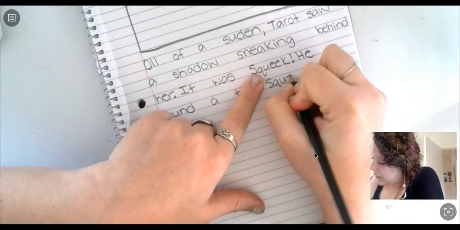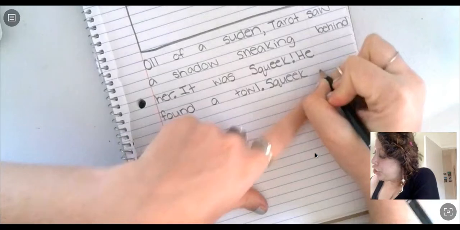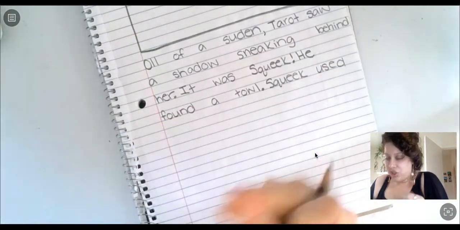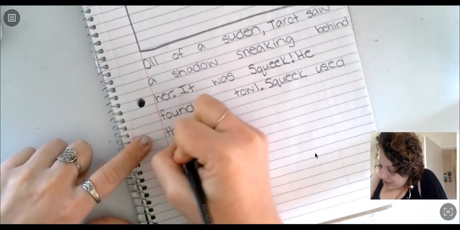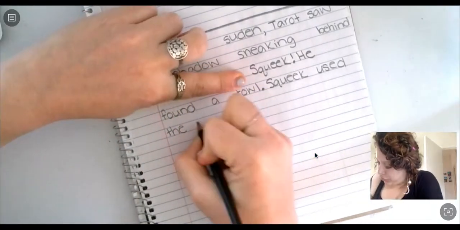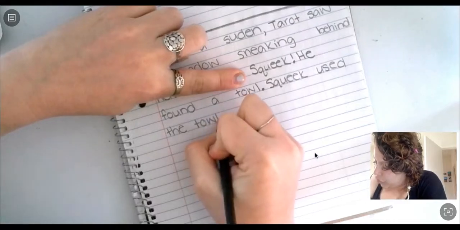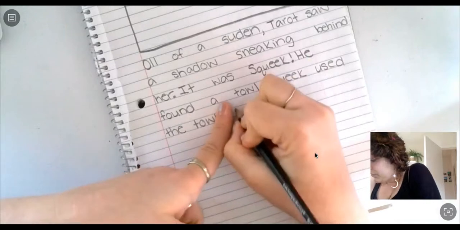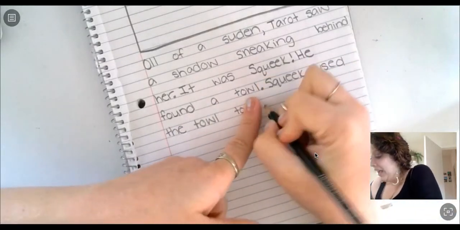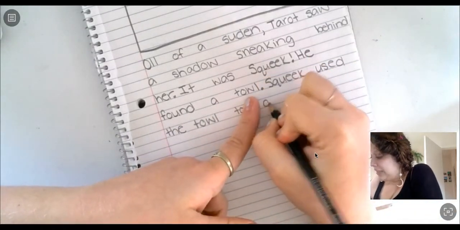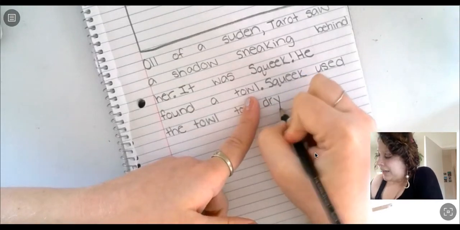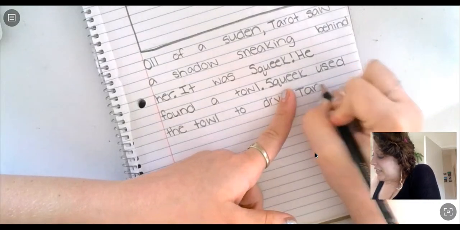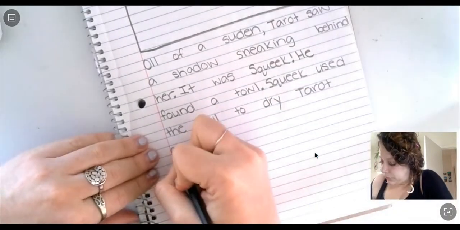Squeak used the, T-H-E. Used the towel. I already wrote towel. Squeak used the towel to, T-O, to dry. That's a D-R blend. Dry. Taro, uppercase T. Taro off.